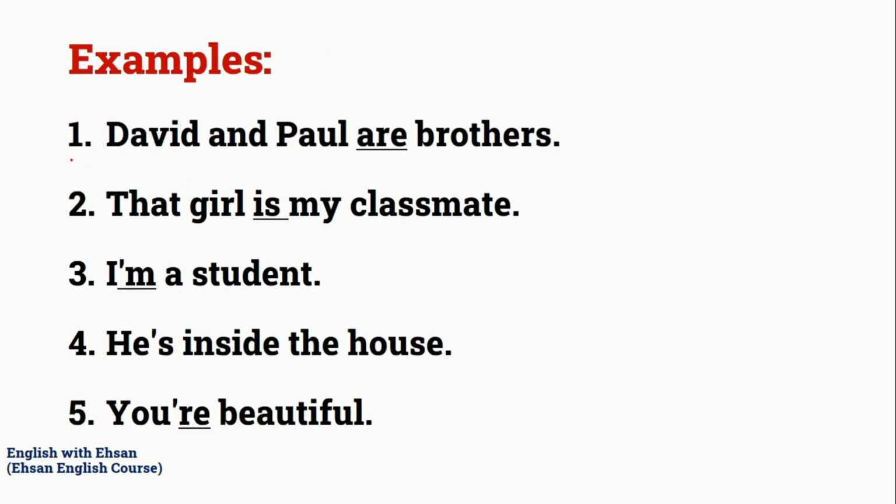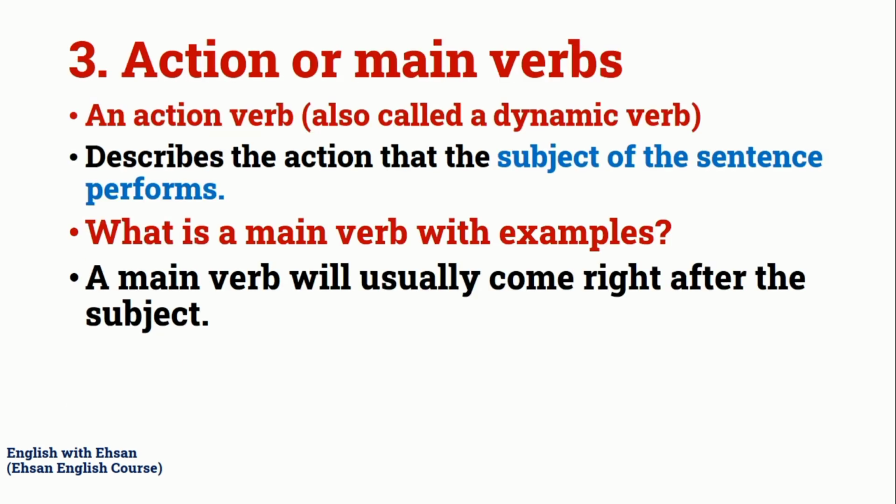Okay, here we have some examples. Number one, David and Paul are brothers. Our verb is are, a to be verb. It only shows the state of being, it doesn't show any action. Number two, that girl is my classmate. Number three, I am a student. Number four, he is inside the house. Here we use the short form of the to be verb. You are beautiful. Also we use the short form, and we will talk about it during the lecture.